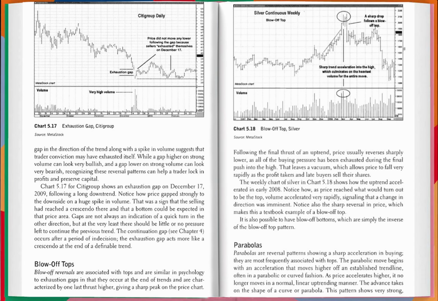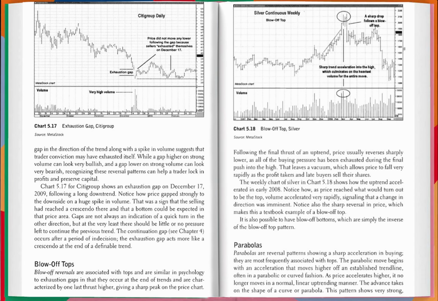The weekly chart of silver in Chart 5.18 shows how the uptrend accelerated in early 2008. Notice how, as price reached what would turn out to be the top, volume accelerated very rapidly, signaling that a change in direction was imminent. Notice also the sharp reversal in price, which makes this a textbook example of a blow-off top. It is also possible to have blow-off bottoms, which are simply the inverse of the blow-off top pattern.